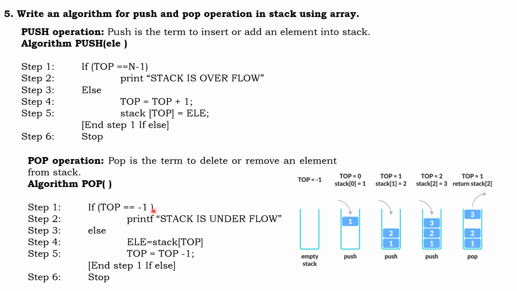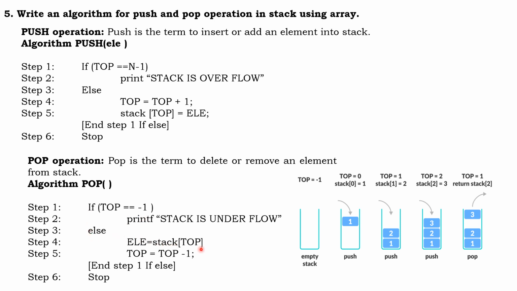First we need to check whether the top is -1. If it is -1, there is no element in the stack. That time display the message called empty stack or stack is underflow. Suppose if the condition is false, control moves to the else part.